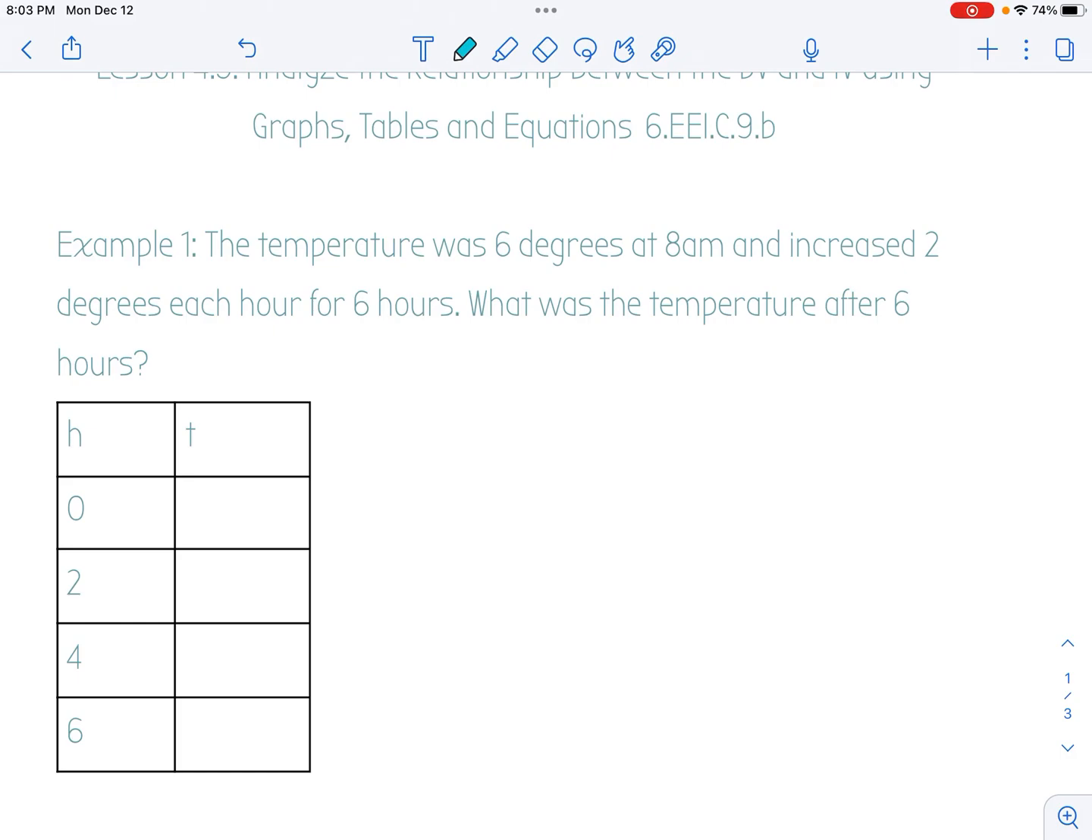So I'm going to go ahead and start by writing an equation here. I know that the temperature started at 6 degrees, so I'm going to put a 6 here because that's our starting point. And then we know that it then increases. So we have two keywords here, and then also increase. I know both of those, I can use my plus sign. It increased 2 degrees each hour. So every single hour it is increasing 2 degrees.